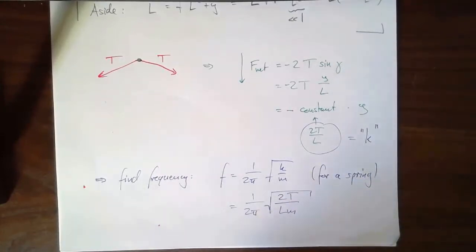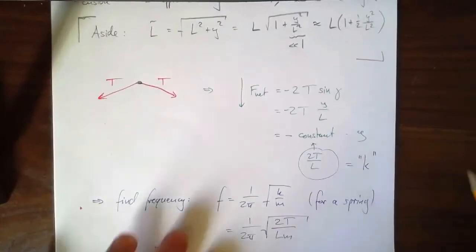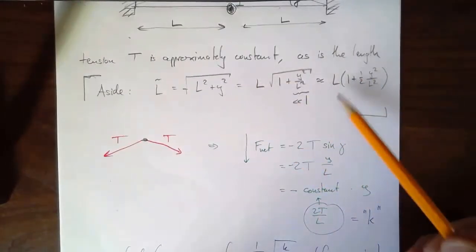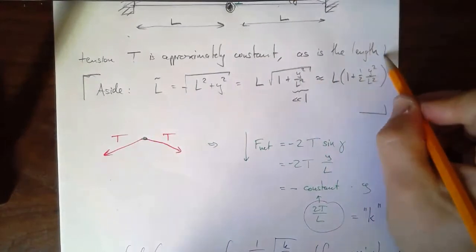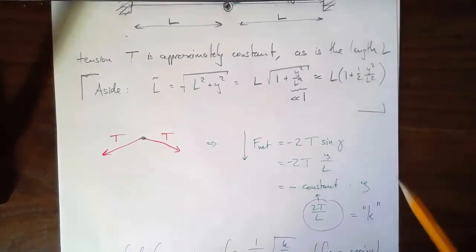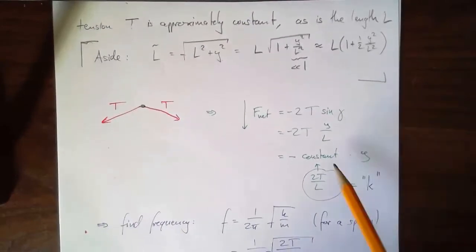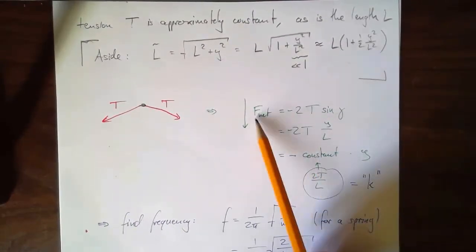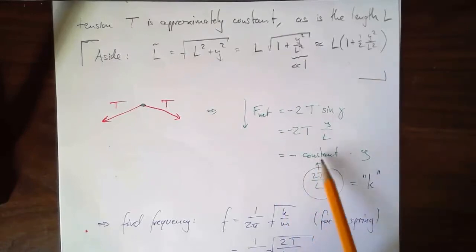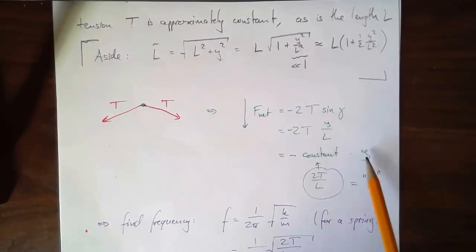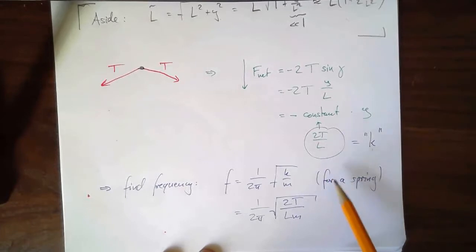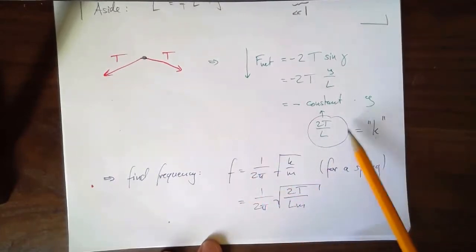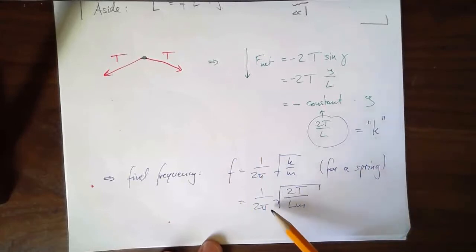So this is an example of where we use the fact that the oscillations are small, that the y value is small, to make an approximation. In our case, we approximated that therefore the tension and the length L are constant. And that led us to finding the effective spring constant. We wrote the net force as minus some constant times the displacement. This is a spring, this is a linear restoring force. The effective spring constant k is 2T over L. So then all the math that we developed for the spring just carries through, and we get the frequency.